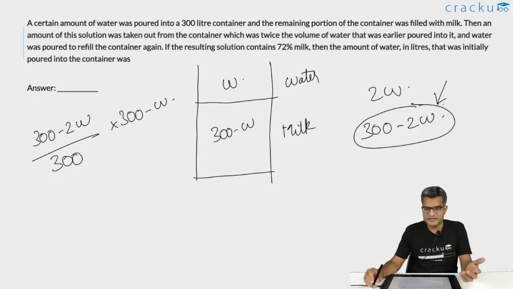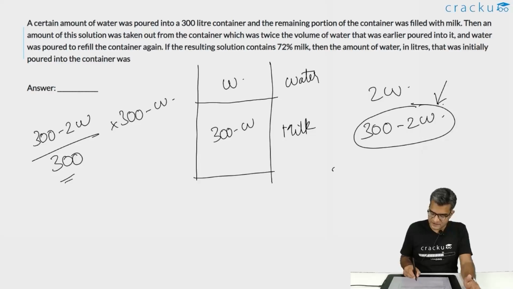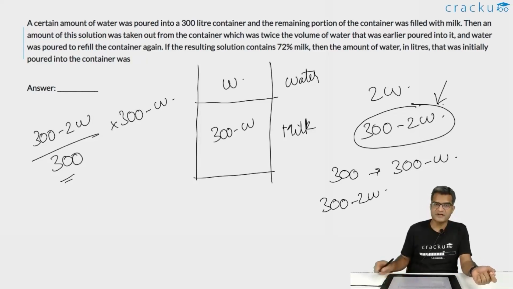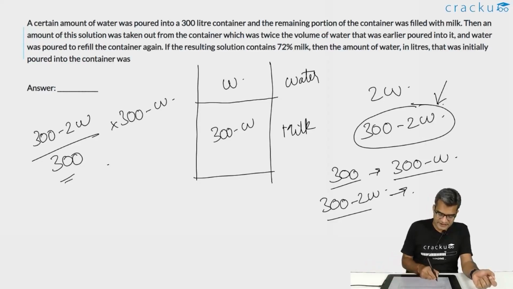The way to look at it is, when there are 300 liters in the container, the amount of milk is 300 minus W. But now we don't have 300 liters in the container. We have only 300 minus 2W liters in the container. So the amount of milk will be 300 minus W into 300 minus 2W divided by 300. This we are told is 72% of 300.